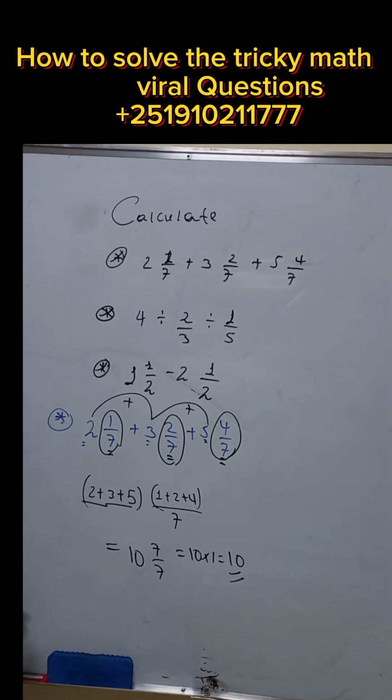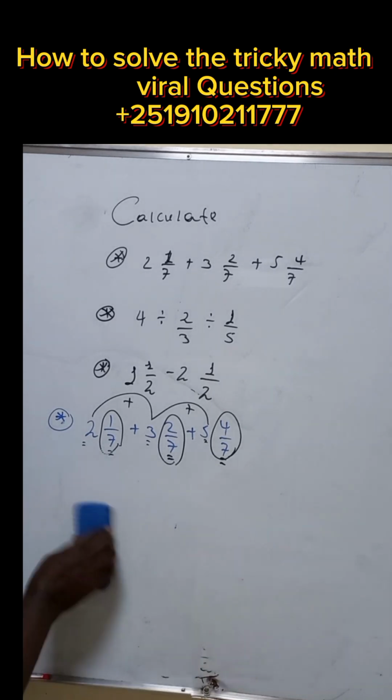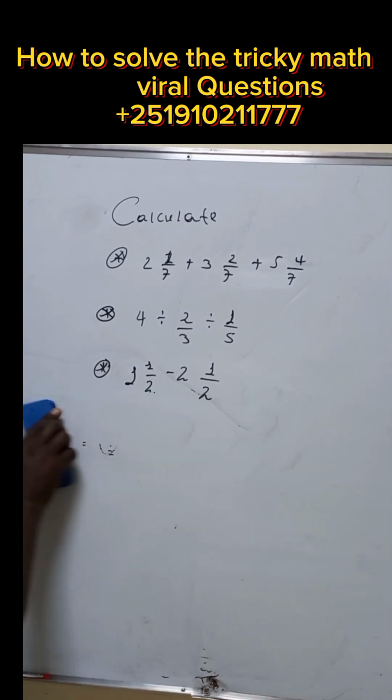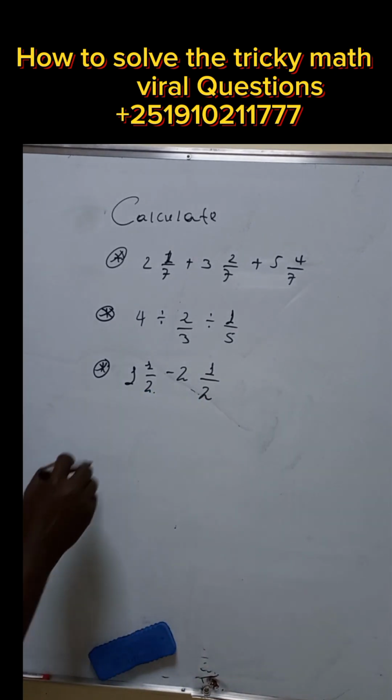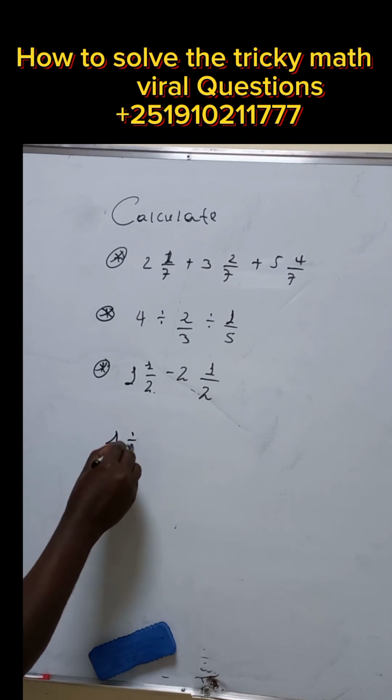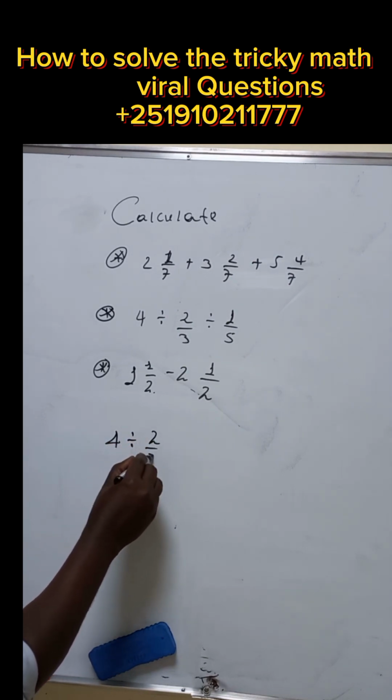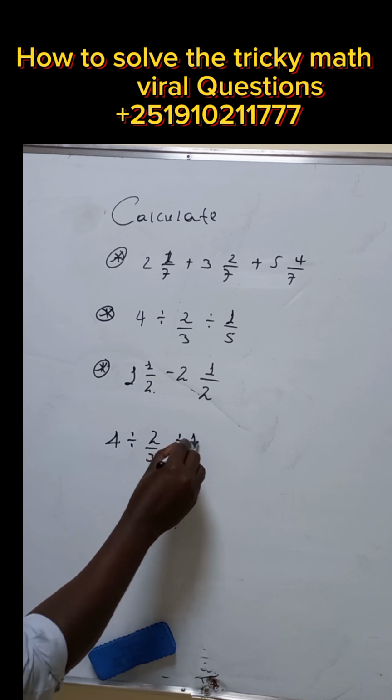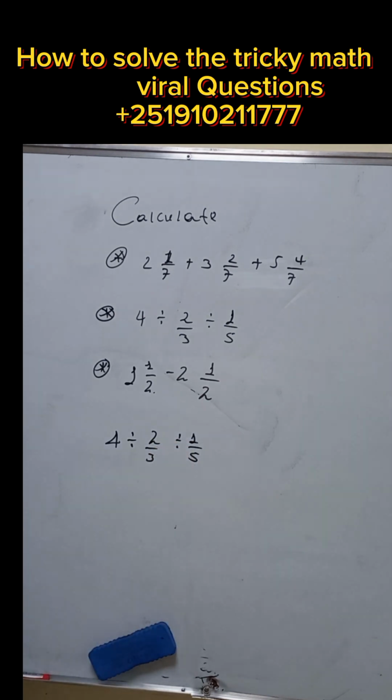Well, now let's come to the second problem. The second problem is written as 4 divided by 2/3 divided by 1/5. You know, this kind of problem is very tricky. So let's look at how we simplify this one.